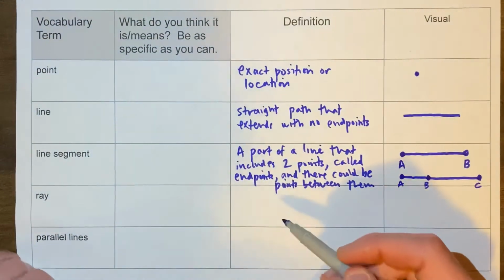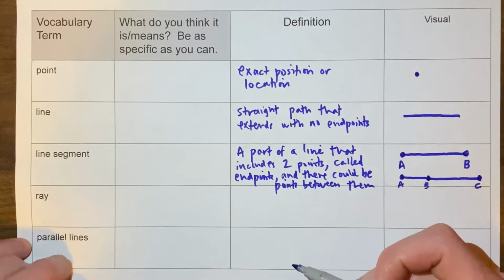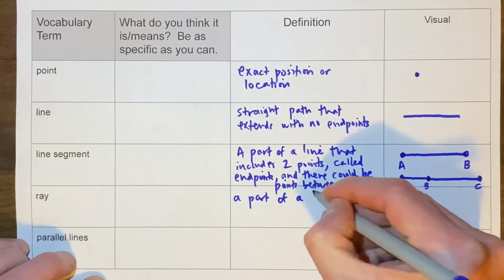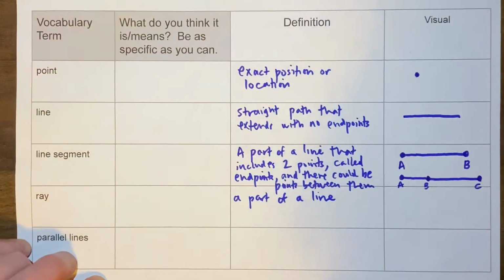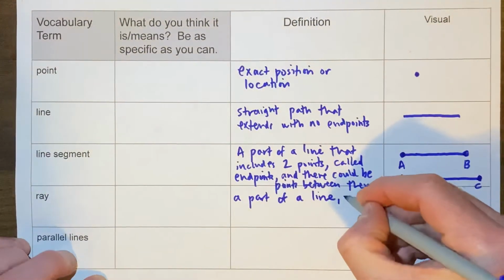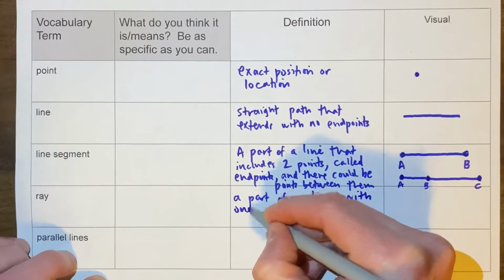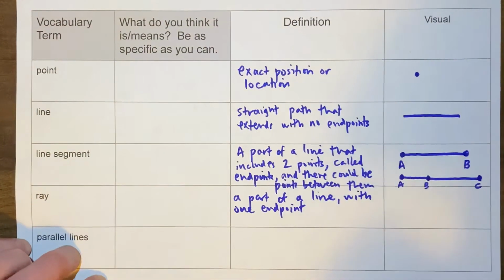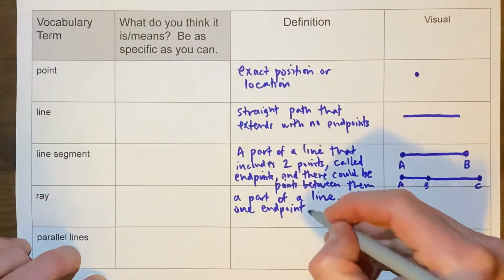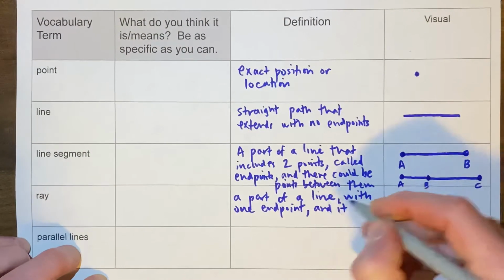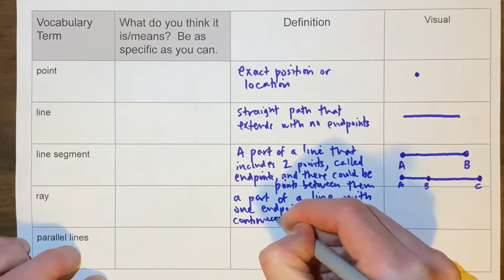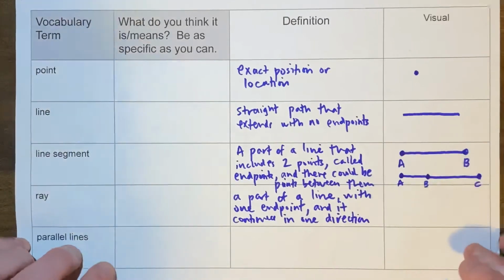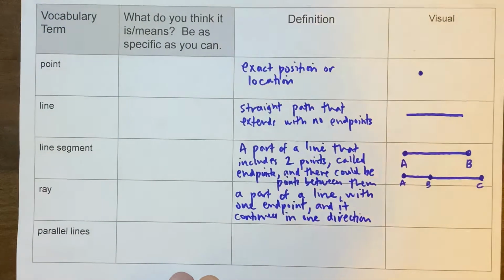Now, moving on to a ray, like a ray of sunshine. A ray is a part of a line with one endpoint and it continues in one direction. So most of you will think of a ray of sun.